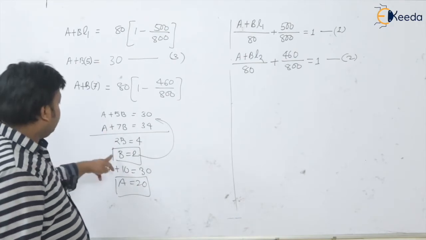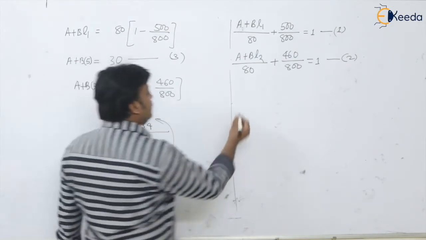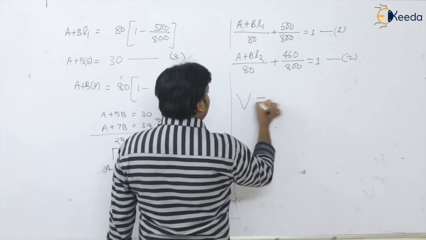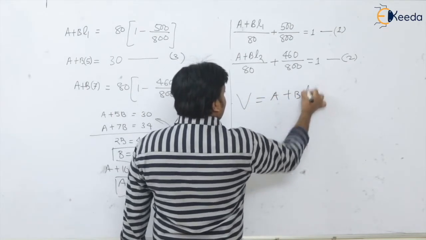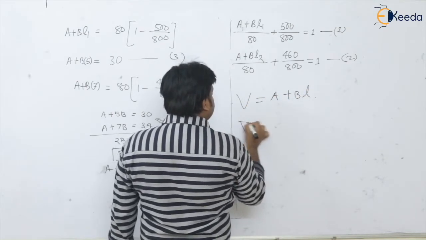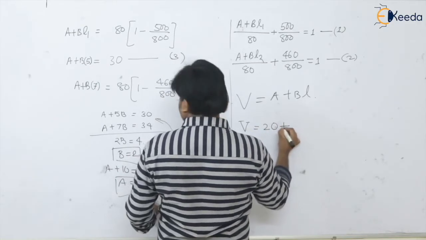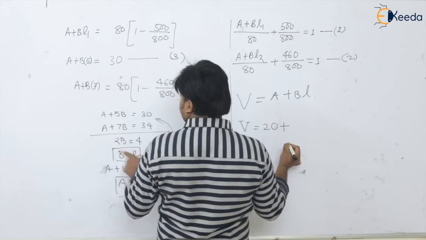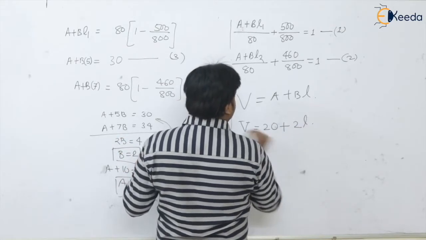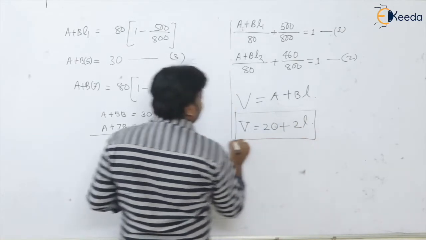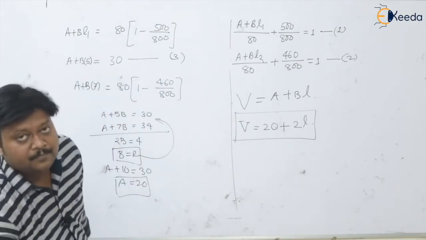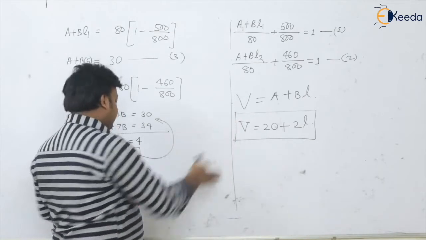You get the values for A and B, and the characteristic equation was given as V is equal to A plus BL. So what do you get here? The voltage in the arc is equal to A, which is 20, plus B, which is 2L, isn't it? So this is the equation you get. So this is the answer actually.